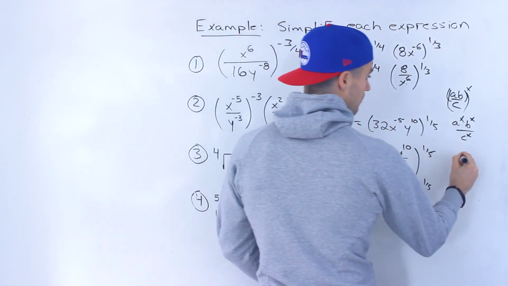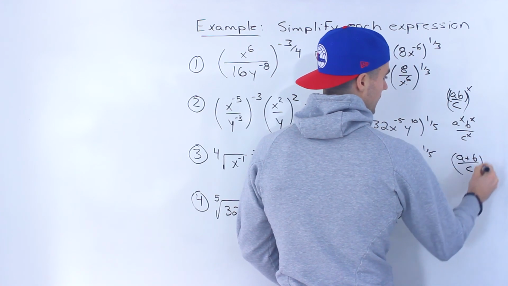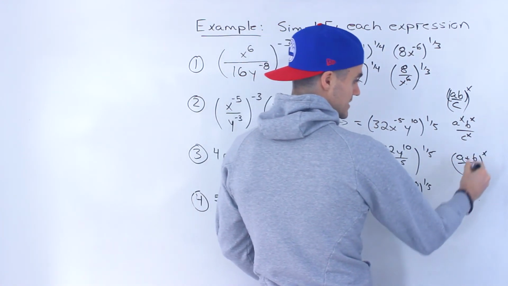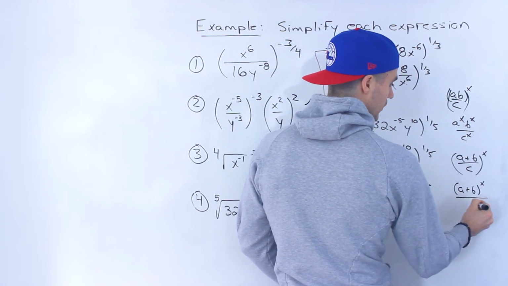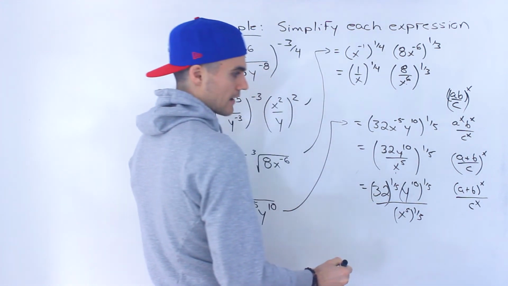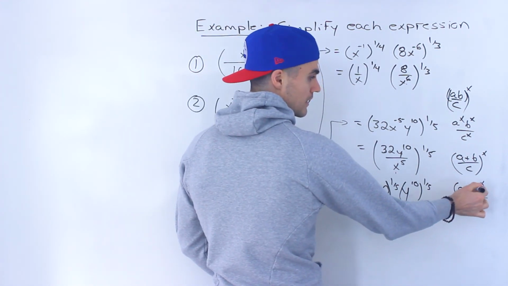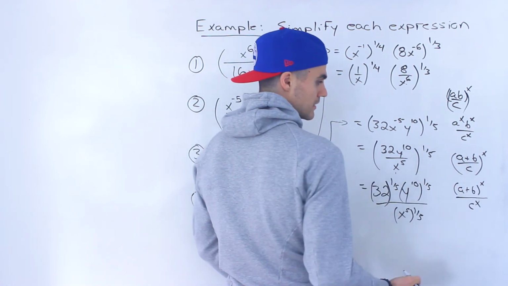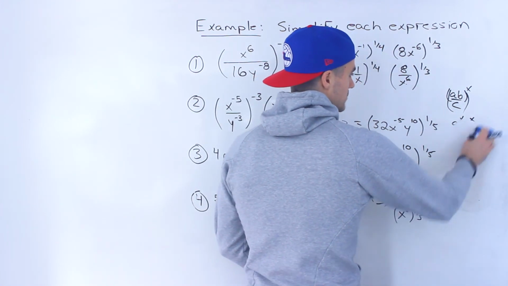But if this was adding, let's say, then we can't just do a to the x plus b to the x. This here would basically be a plus b to the x over c to the x, like that. And then this here, you can't simplify any further. You can't do a to the x plus b to the x. This would be the simplified version. We're not dealing with that case, but thought I would mention it.